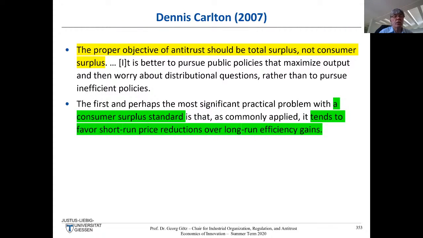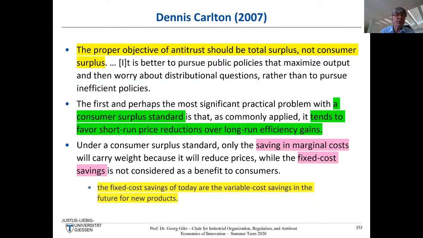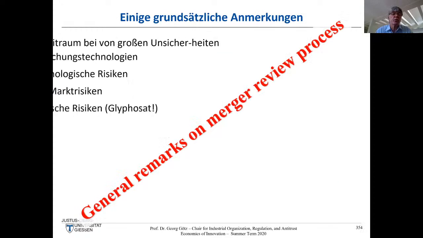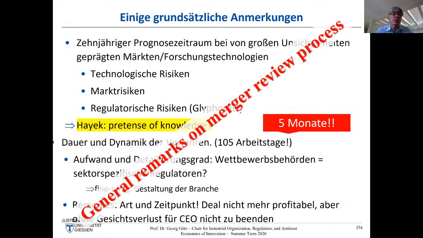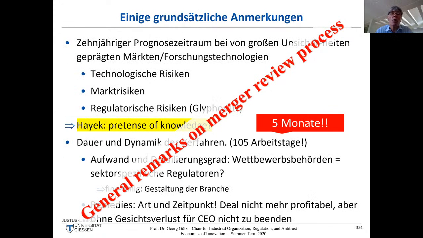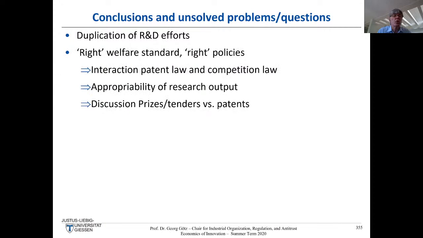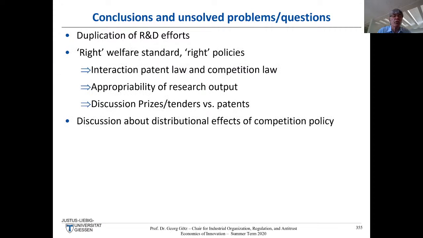Dennis Carlton is also interesting in terms of what kind of welfare standard we should use, whether a total surplus standard or a consumer surplus standard. I think the fixed costs here are the interesting thing. I don't discuss that with you, because these are just some general remarks on the merger review process. And finally, I just want to show you some conclusions and unsolved problems.